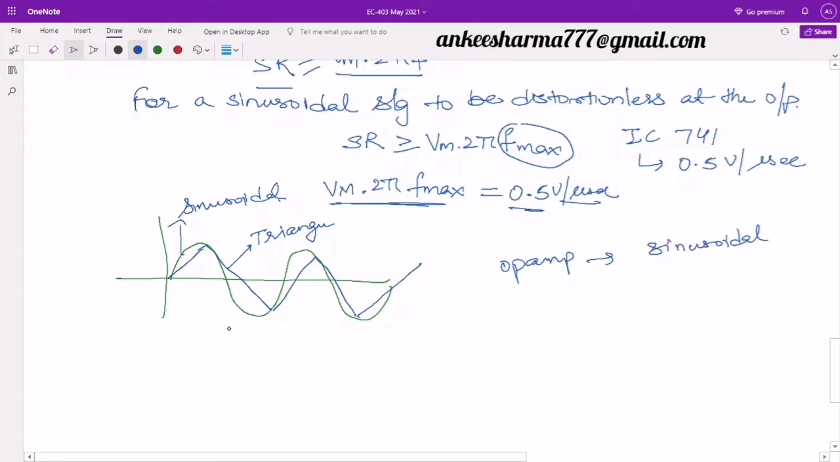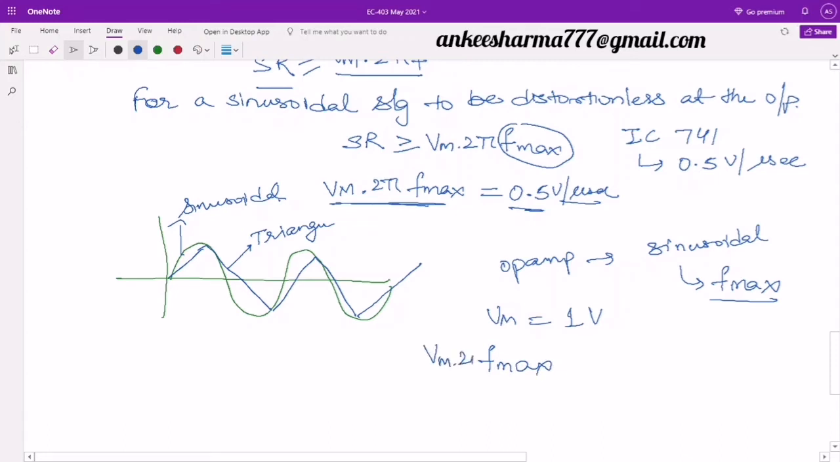So over there the frequency of this sinusoidal signal should be first calculated. If I am using an IC of 741, then 0.5 volt per microsecond will be my slew rate. So this frequency must be checked from here. If I know my maximum voltage is, for example, 1 volt, if I take my Vm equal to 1 volt signal, and my slew rate is 0.5 volt per microsecond, then I will find from here my f max from this formula.